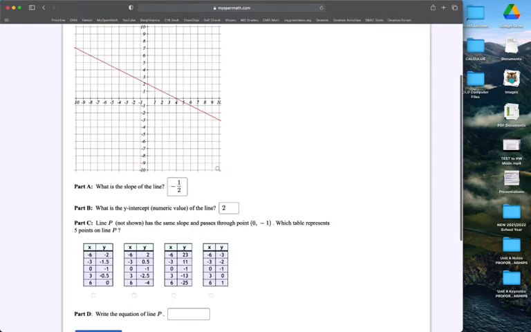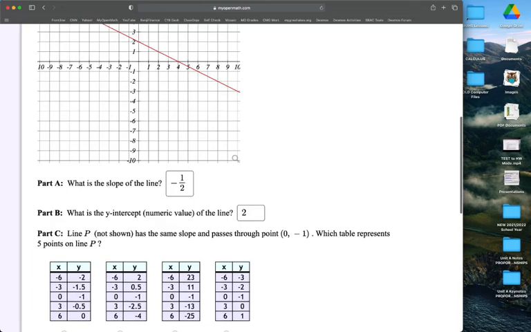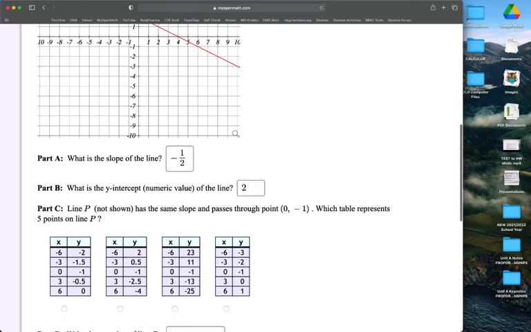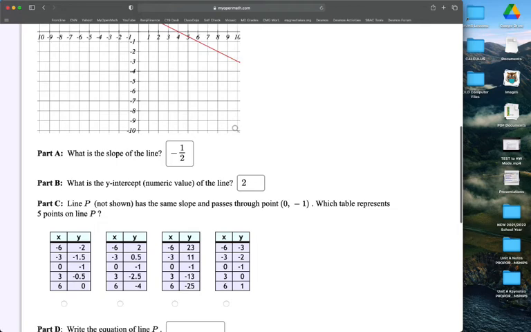Now, part C says line P, which is not shown, has the same slope and passes through (0, negative 1). Which table represents the 5 points? Well, as we can see from all of these tables, they're all going through that point already, so we don't even have to pay attention to that. The key here is we're trying to figure out which one of these tables also has a slope of negative 1/2.